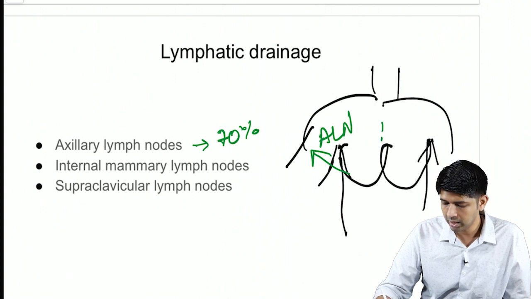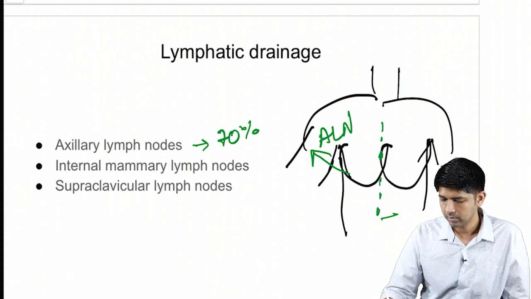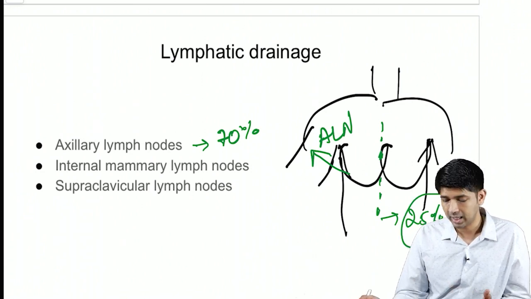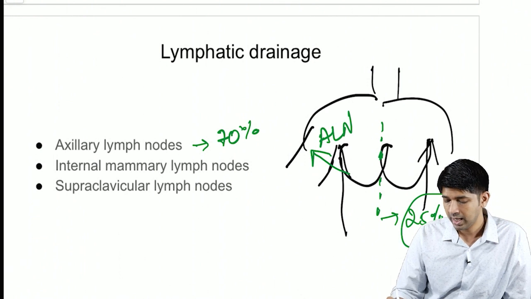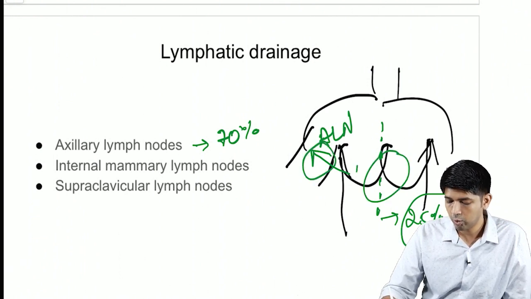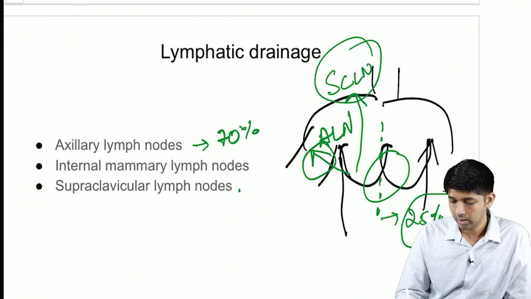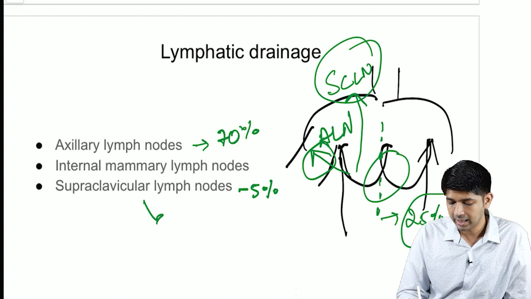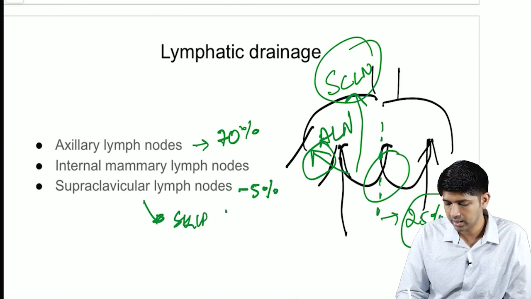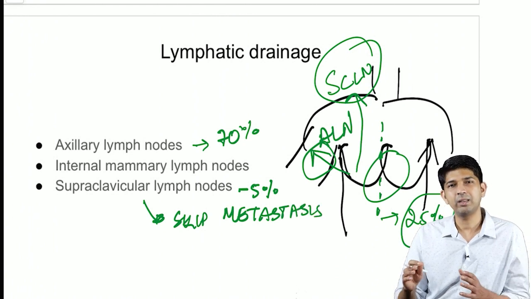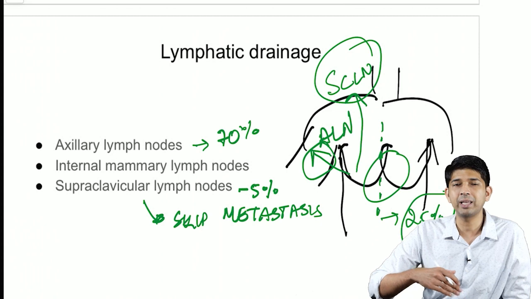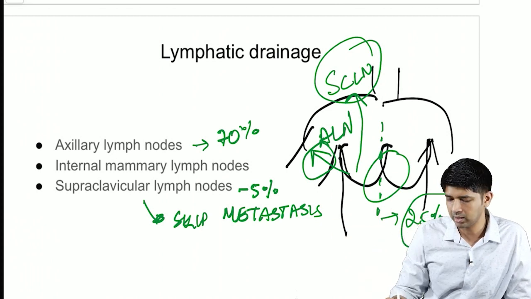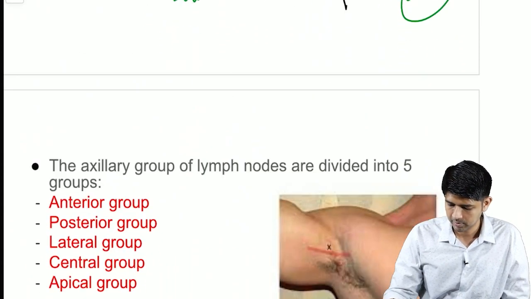So you're going to have internal mammary lymph nodes. Alright, this is seen in 25% of the cases, and very rarely, in about 5% of cases, it can skip both these areas and go directly to the supraclavicular group of lymph nodes. So this is only in about 5% of cases, and these are called skip metastasis. So skip metastasis basically means that they might skip the initial place where they go to, and they bypass the first place and directly go to the next place, that is the supraclavicular group of lymph nodes.